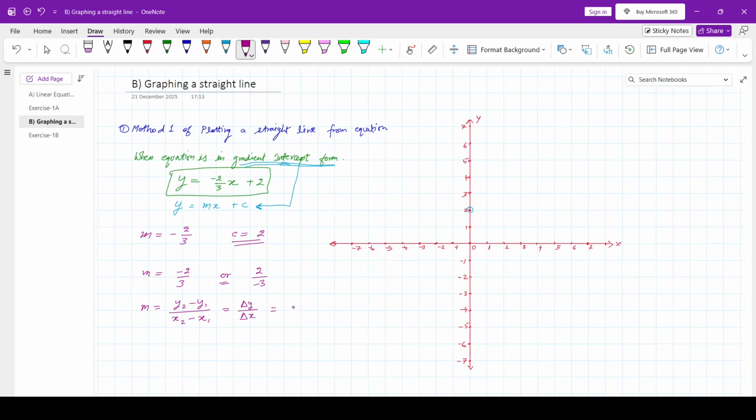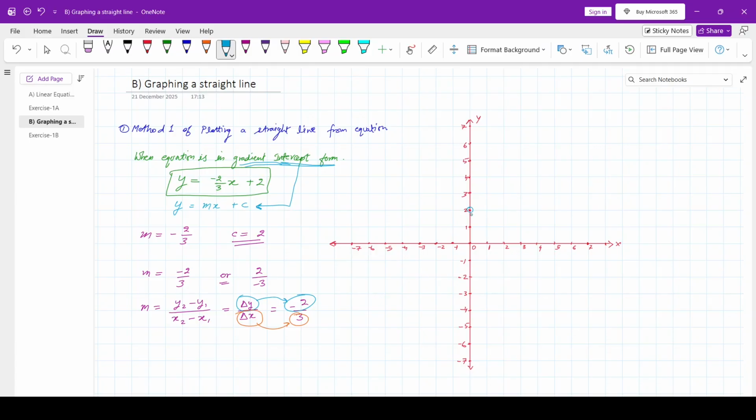So from this we can say that when the change in y is equal to minus 2, from this equation we can say when the change in x is 3, the change in y is minus 2. Now what does it mean on a graph?